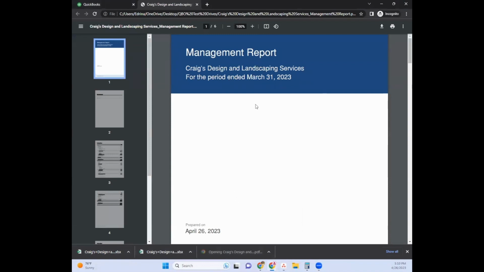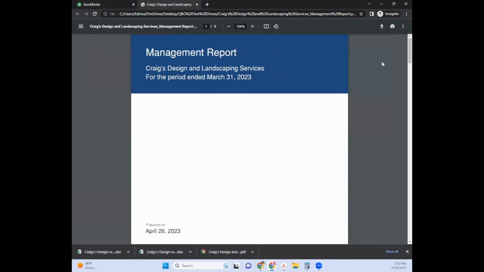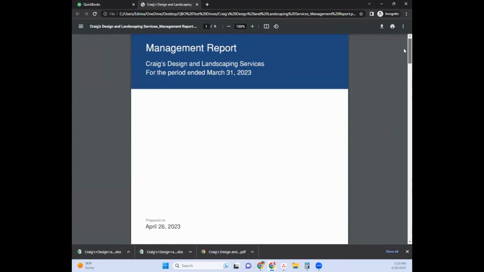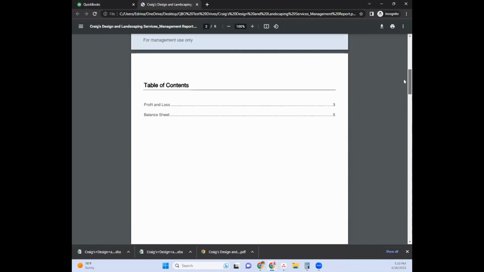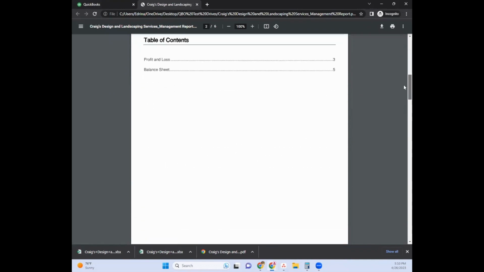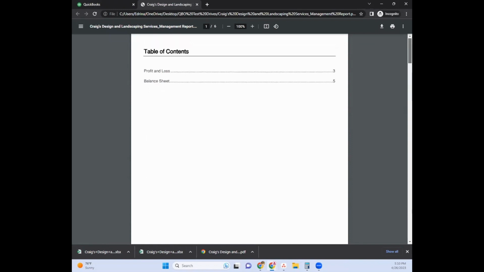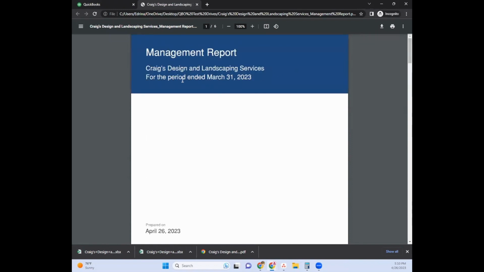Now, the first one is actually called the management report. And what I like to do is print this out on a monthly basis. This is basically going to show you all of your financial information consolidated for whatever time period it is. So this says for the period ended March 31st, 2023, which means it'll include January, February, and March. So whatever period is open.